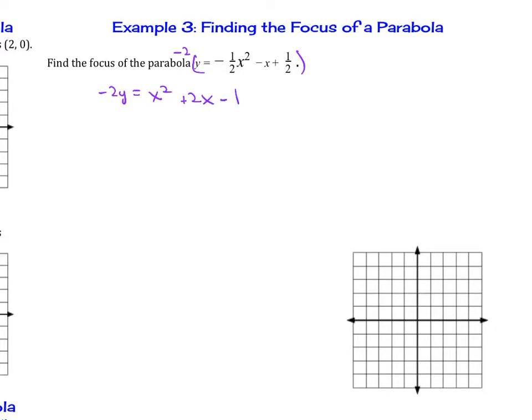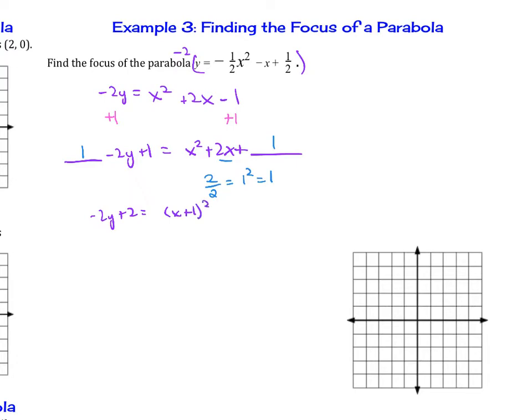Now I'm going to solve by completing the square, and so I'm going to add 1 to both sides. So now I have -2y plus 1 equals x squared plus 2x. Then I'm going to add something to this side as well. Remember, to complete the square, you divide the b in half, and then you square it. So I'm adding 1 to both sides, and what we end up with is -2y plus 2 equals x squared plus 2x plus 1, and that factors to x plus 1 squared.